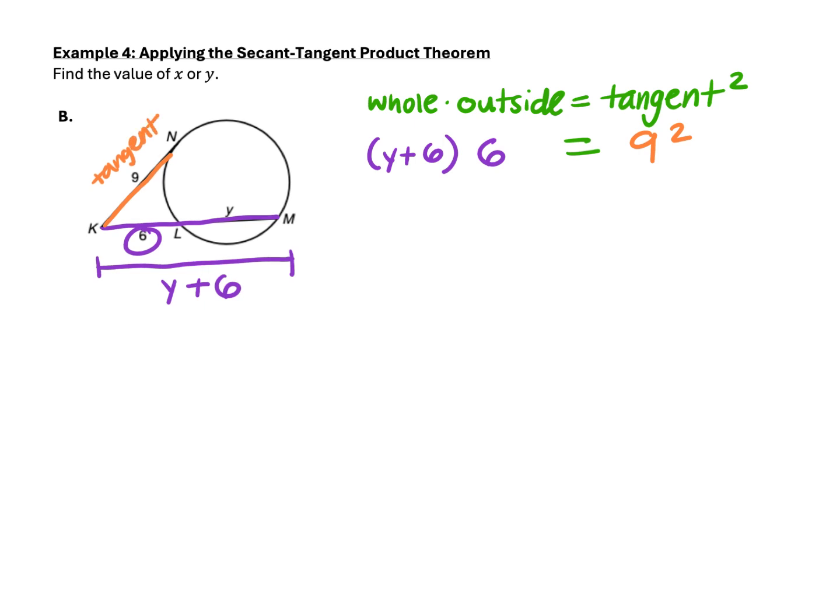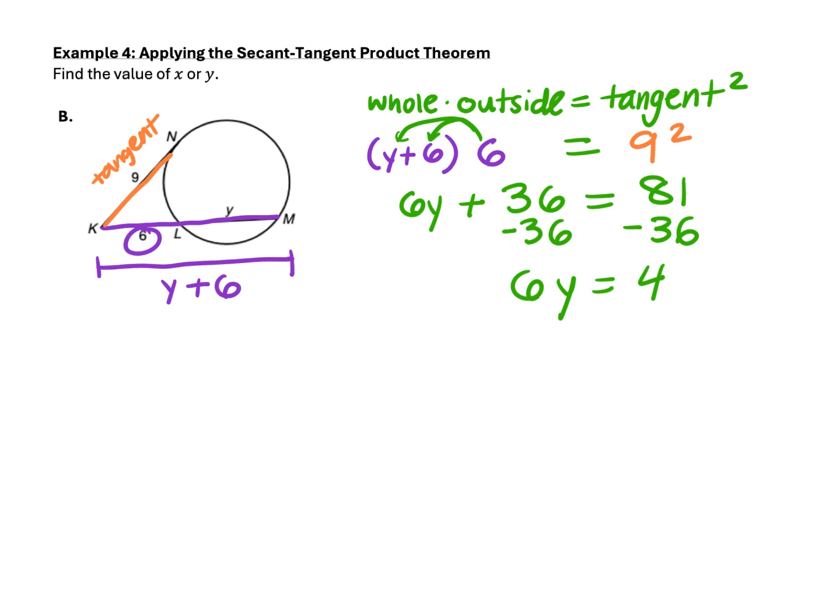And now we can go ahead and do our algebra. Let's distribute over here. 6 times y, 6y. 6 times 6 is 36. 9 squared is 81. We can subtract 36 on each side to get 6y equals 45. And then divide by 6, and you will get y equals 7.5.